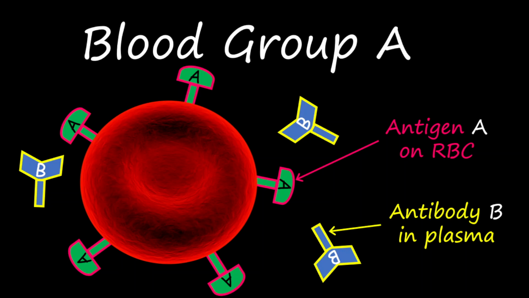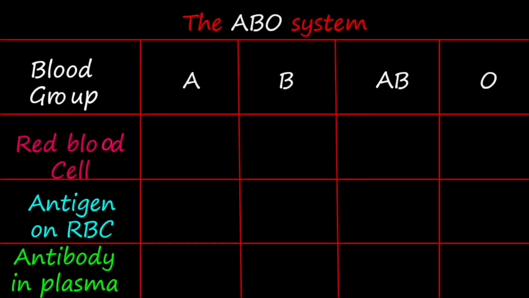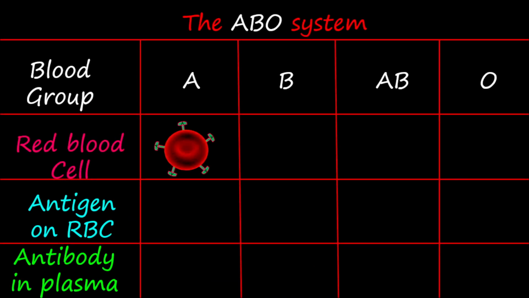Now let us put this in a summary table. So we're going to represent our blood group A, representing the red blood cell. On that red blood cell, we have antigen A, while in the plasma, we have antibody B.